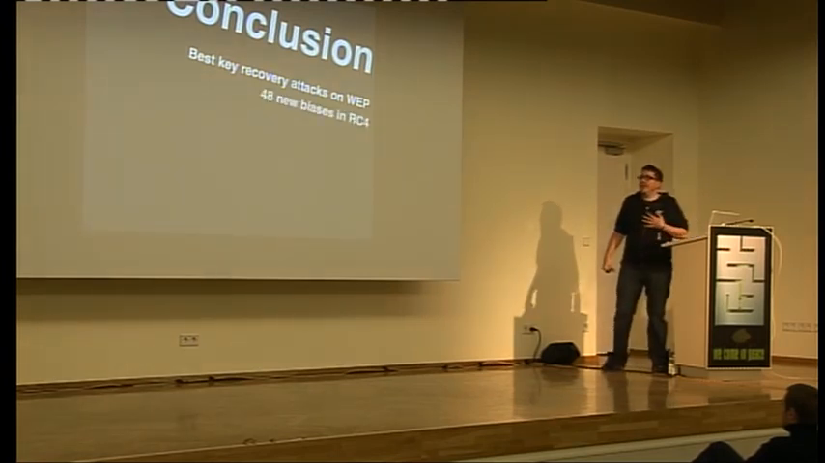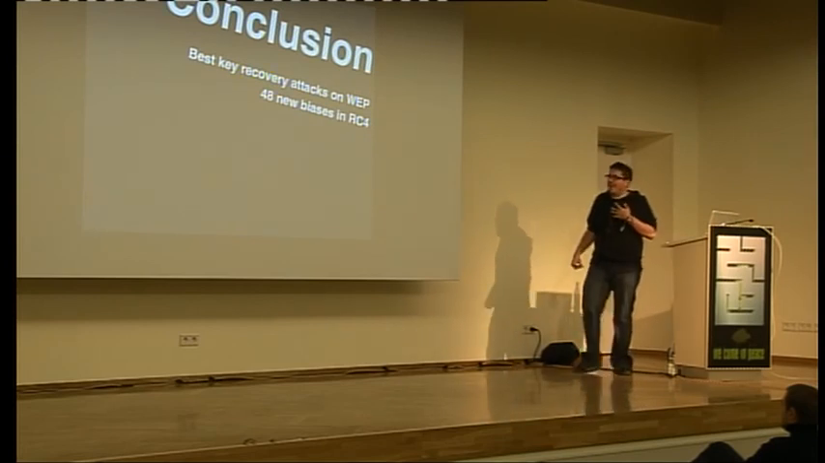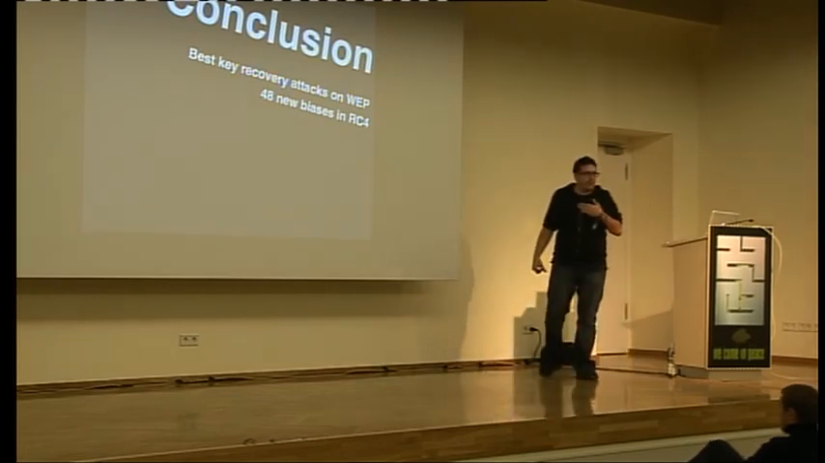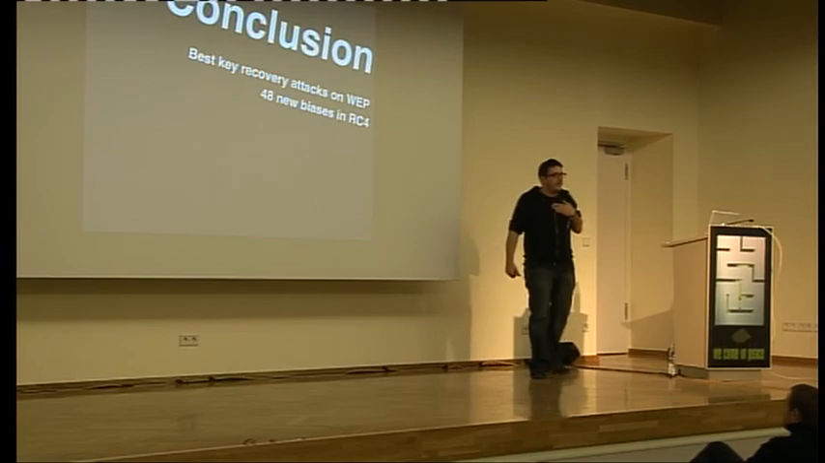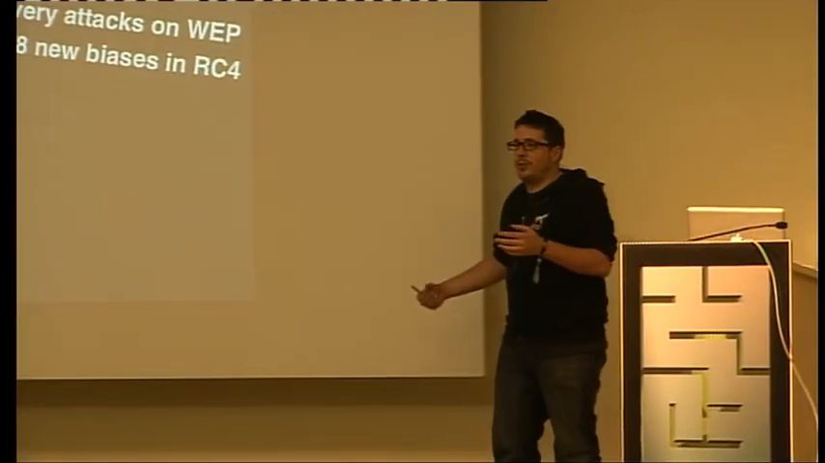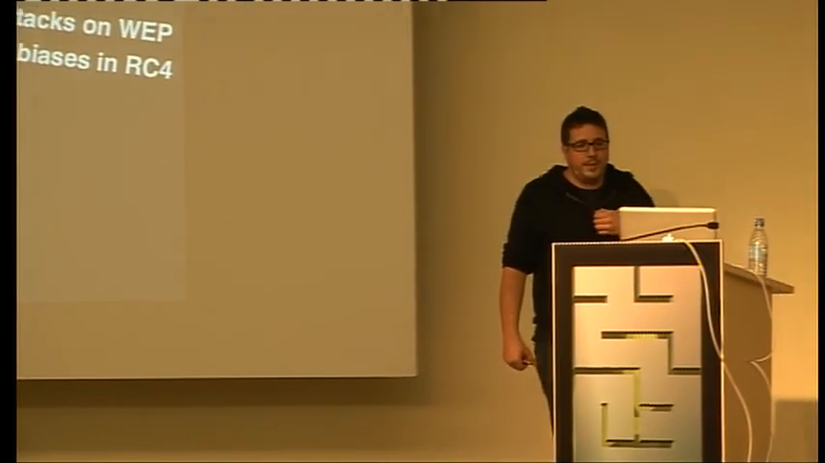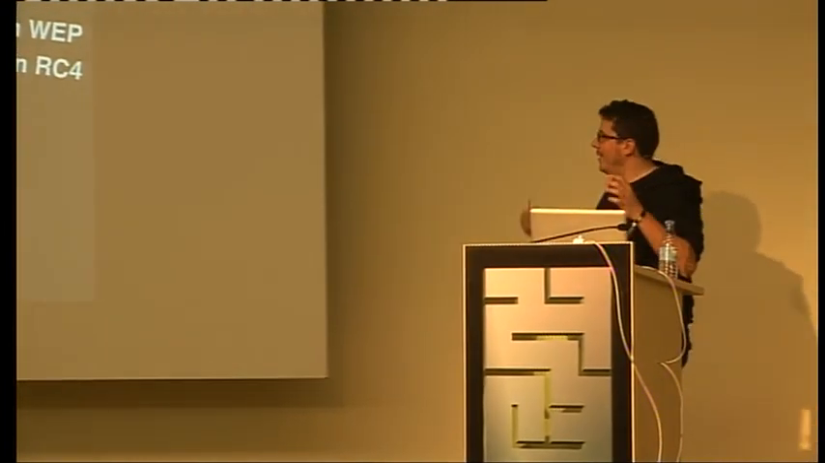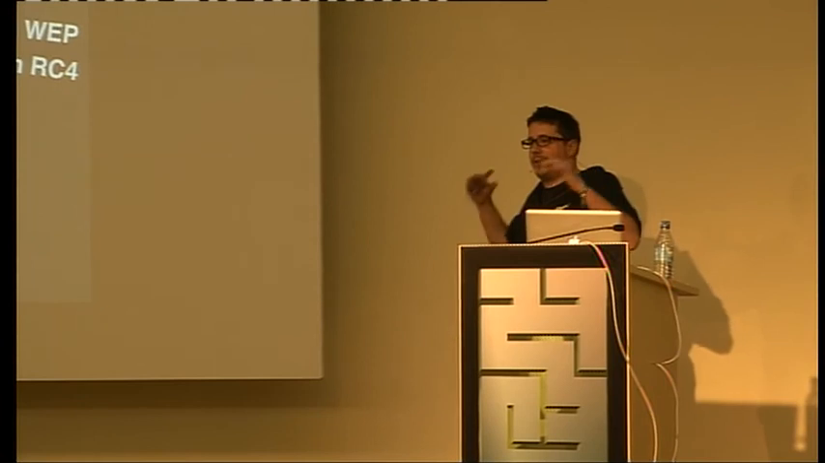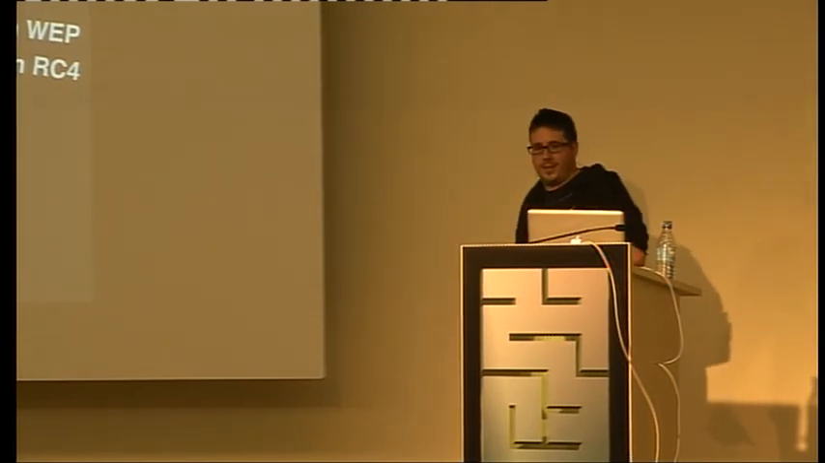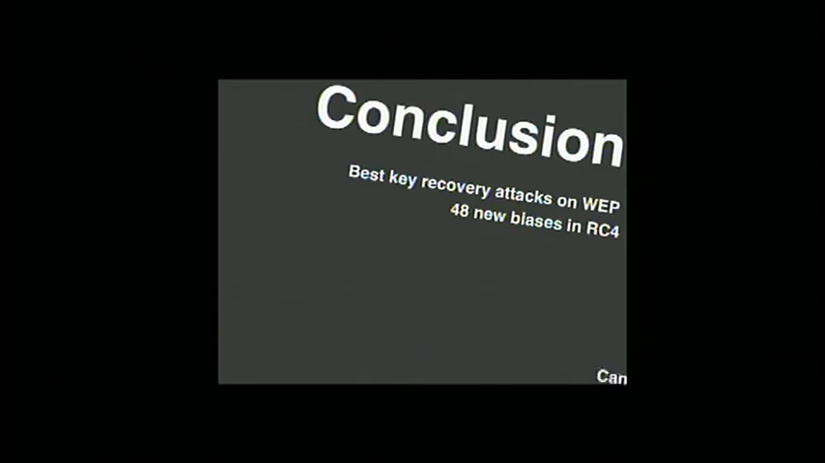So we found 48 new biases on RC4 using, as I said, an extremely trivial function of automated cryptanalysis. So it means that I'm sure you can find better things and go on with it. Mathematicians and cryptographers do not have a monopoly on cryptanalysis. You can use tools to do that. As I said, the main goal is to break WPA TKIP.